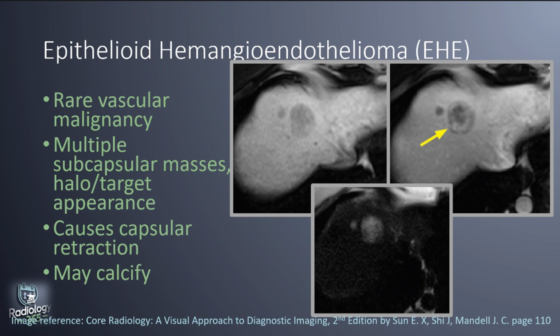So these images are multi-sequence MRI, and it shows multiple T1 hypointense and T2 hyperintense hepatic lesions with a peripheral target pattern enhancement pointed to by this arrow, and some capsular retraction, but this wasn't shown on these images. So this was a case of epithelioid hemangioendothelioma.